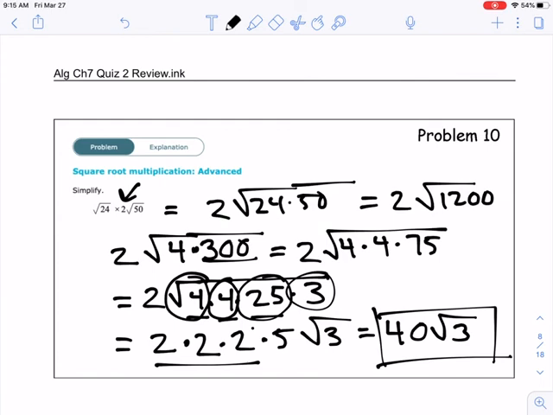Okay, and even though this is a bit of a short video, I am going to stop it right here. It makes things easier. So we'll be picking up at problem 11 in the next video.